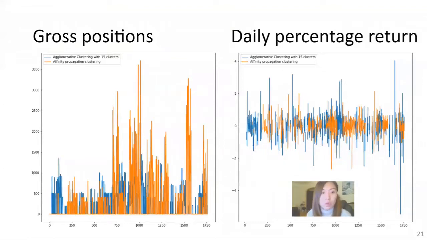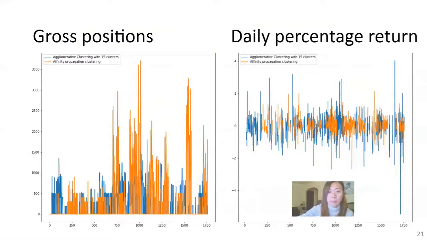The one on the left shows the gross positions. The one on the right shows the daily percentage return, which is calculated by taking the ratio of profit and loss and gross position. As we can see, affinity propagation clustering leads to higher gross position, which corresponds to higher P&L value. We also observe some spikes on the plot on the right, especially for agglomerative clustering. The spikes at the end section explain why the agglomerative clustering P&L value drops at the end of the training data set.